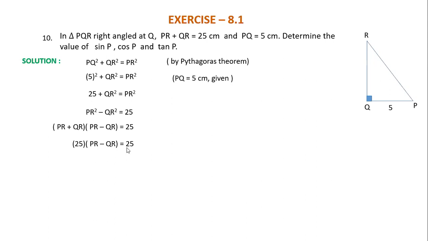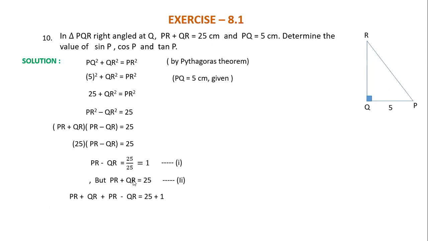Bring this down. So it will be PR minus QR is 25 upon 25, which is 1. Okay, this is your first equation, and this is your second: PR plus QR is 25. Let's add these two.